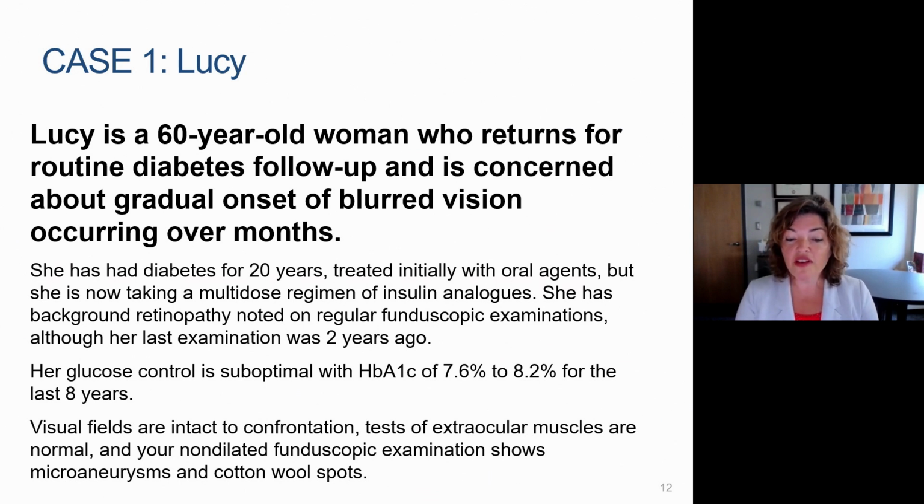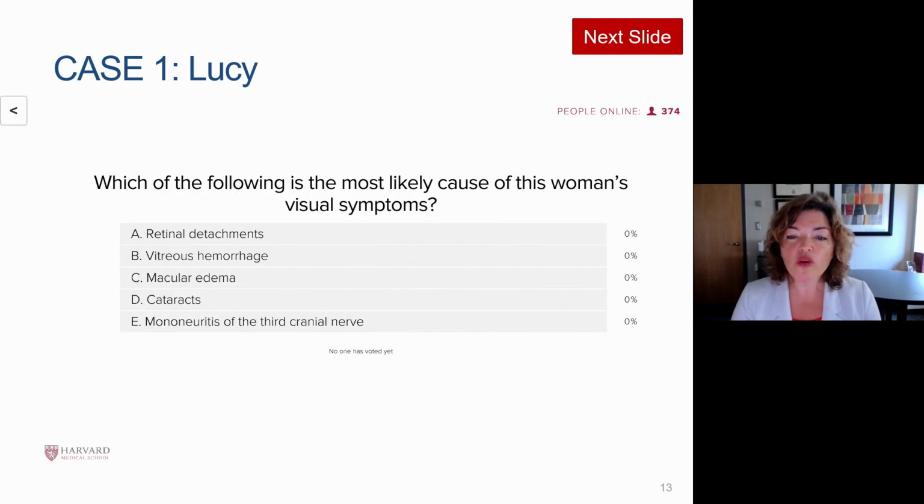Her visual fields are intact to confrontation. Tests of extraocular muscles are normal. And on confrontation, you really just see the background retinopathy. So she has gradual onset of blurred vision. So what do you think is the most likely cause of this woman's visual symptoms of gradual onset blurred vision?